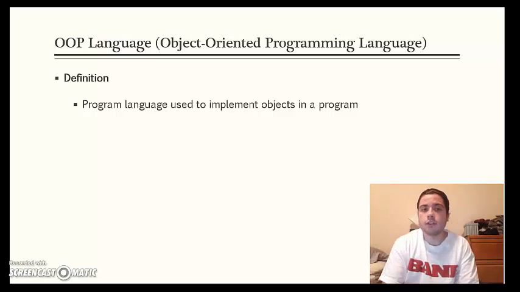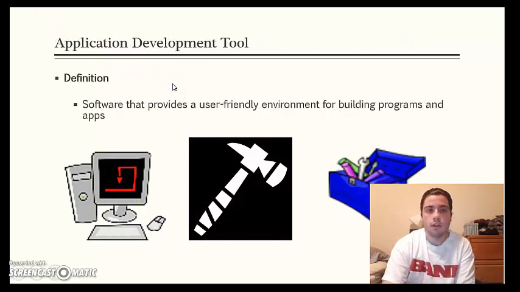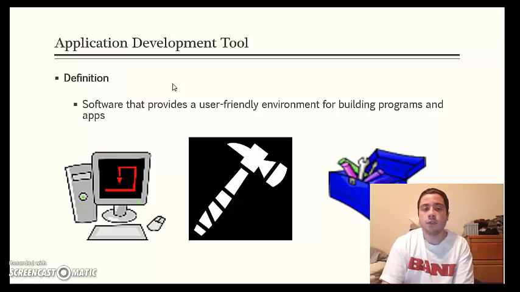OOP language, also known as object-oriented programming language, is a program language used to implement objects in a program. An application development tool is software that provides a user-friendly environment for building programs and apps. So with application development tools, that's going to make the developer have an easier time building their program.